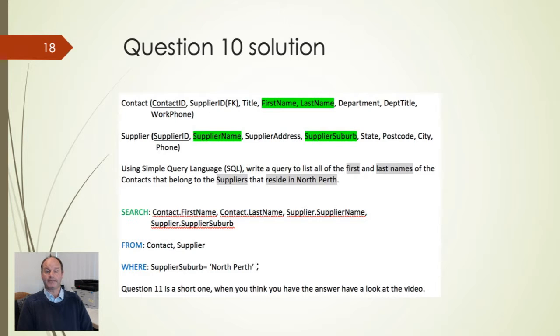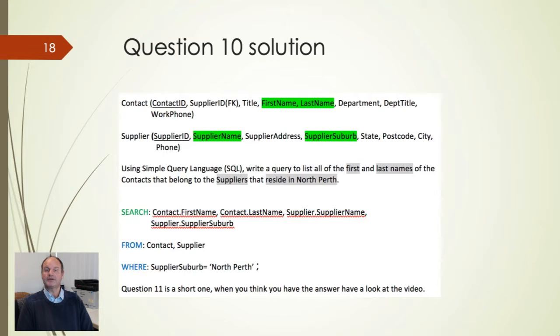The solution would be select contact.first_name, contact.last_name, supplier.supplier_name, supplier.supplier_suburb from contact, supplier where supplier_suburb equals, in quotation marks, North Perth.